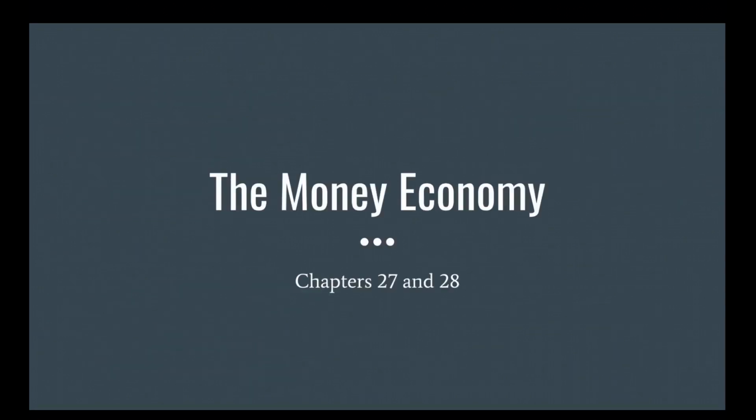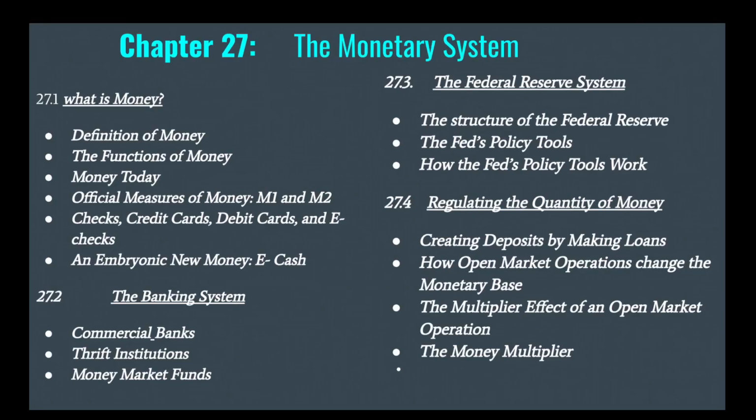The money economy, chapters 27 and 28. Chapter 27, the monetary system. 27.1, what is money? Definition of money, the functions of money, money today, official measures of money, M1 and M2, checks, credit cards, debit cards and e-checks. The embryonic new money, e-cash.